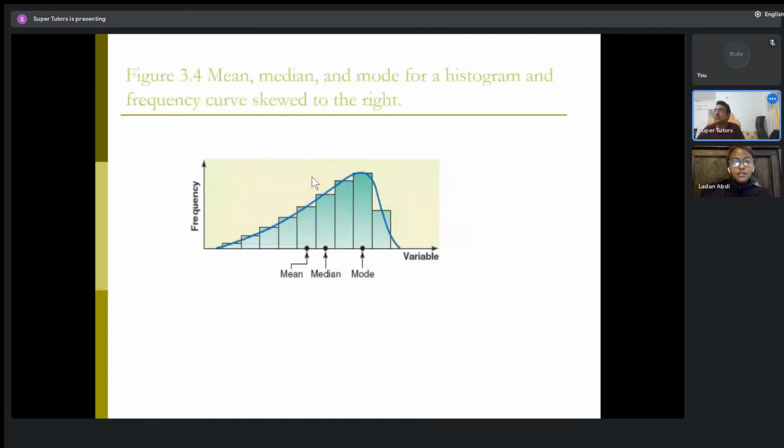If it's the other way around, if it's left skewed, then the relationship is also reversed. Now the mean is the smallest, the median is in the center, and the mode is the largest. Does that make sense? That's always the case for something which is skewed to the left. Okay.